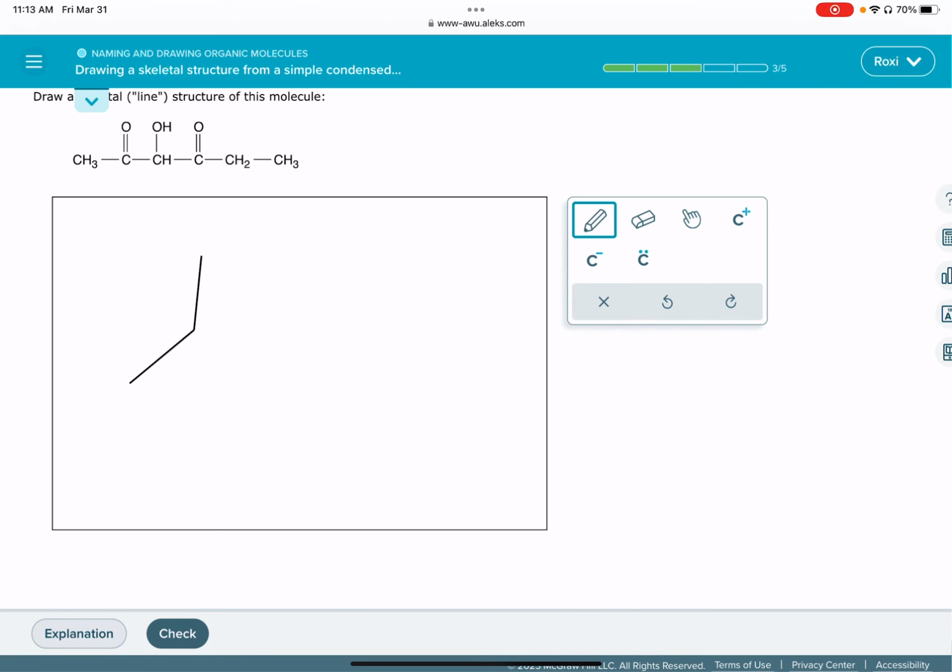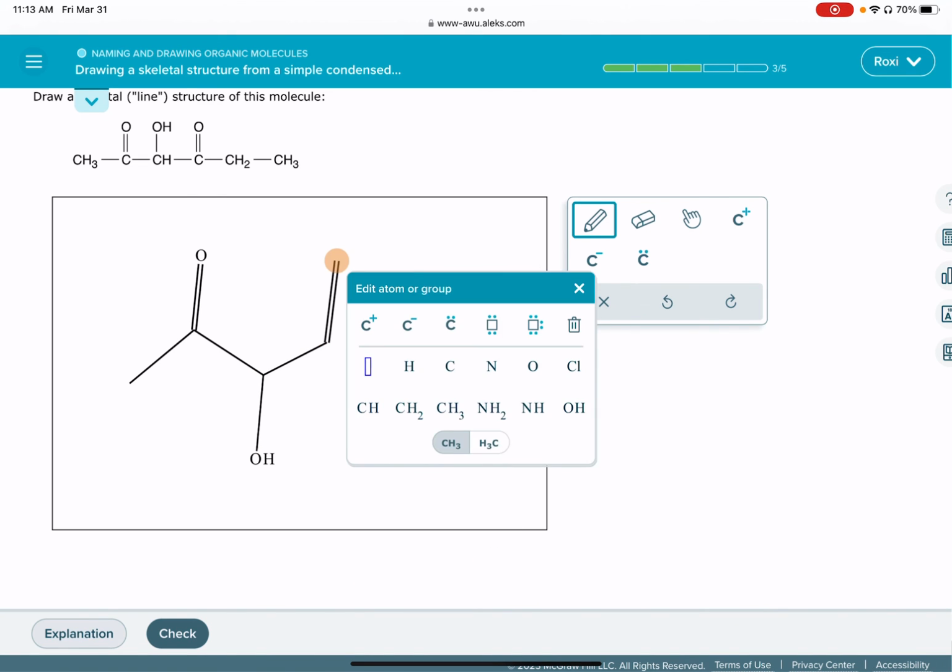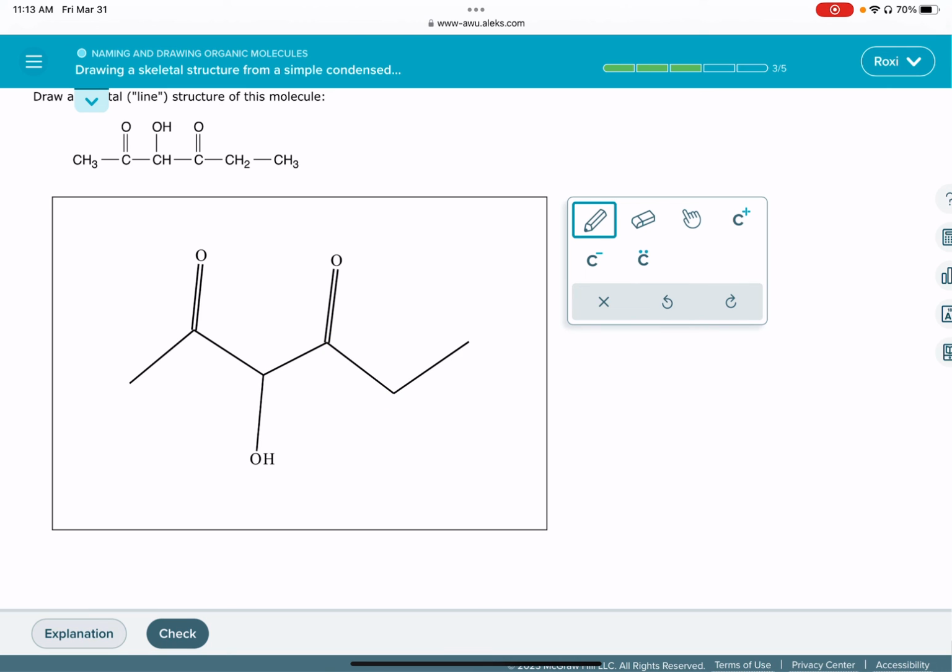Let's try one more, see if I can make ALEKS happy. There's my oxygen, there's a CH. This CH has got an OH on it, and we do not want to stick it up because it doesn't like that. There's another oxygen right there, CH2, CH3. I think this is going to make ALEKS happy. I think ALEKS would not be happy if I stuck the OH group up like this. I think it really wants all of these bonds to be spread out. So we'll delete that. Wants it down here, like that.